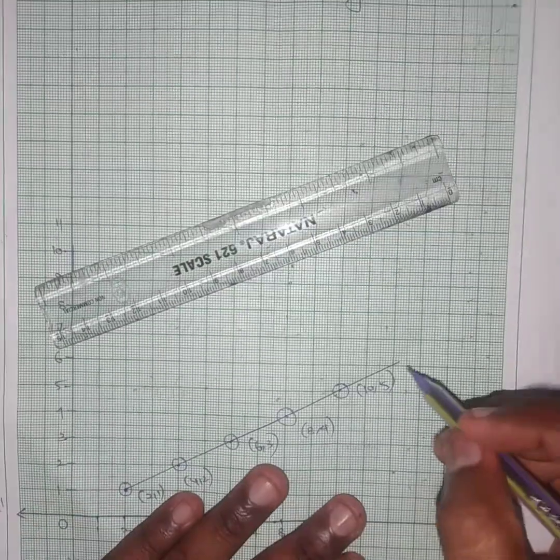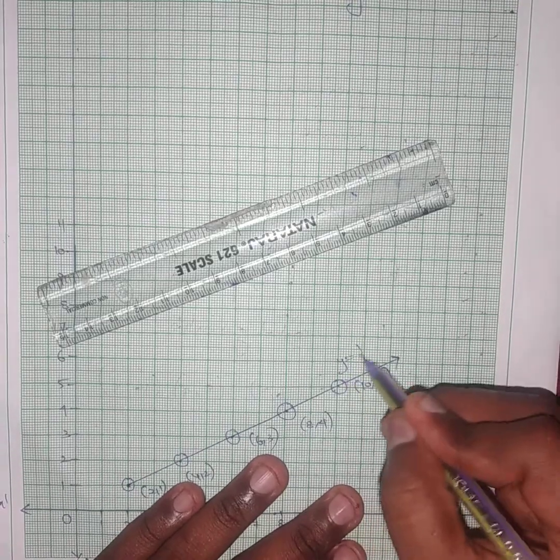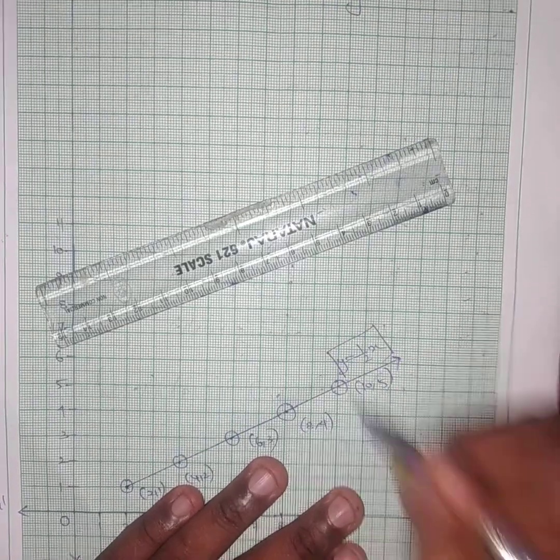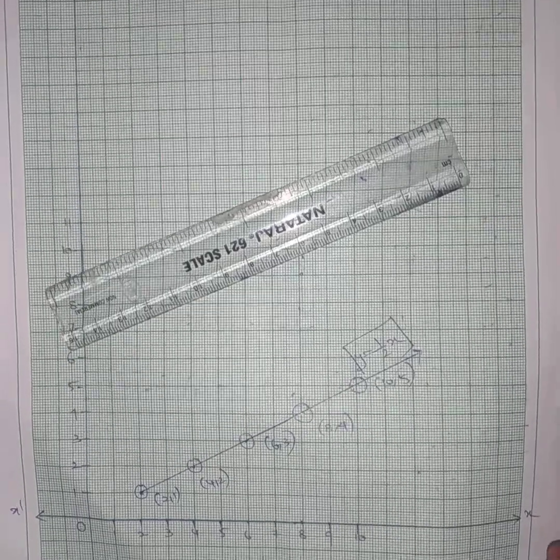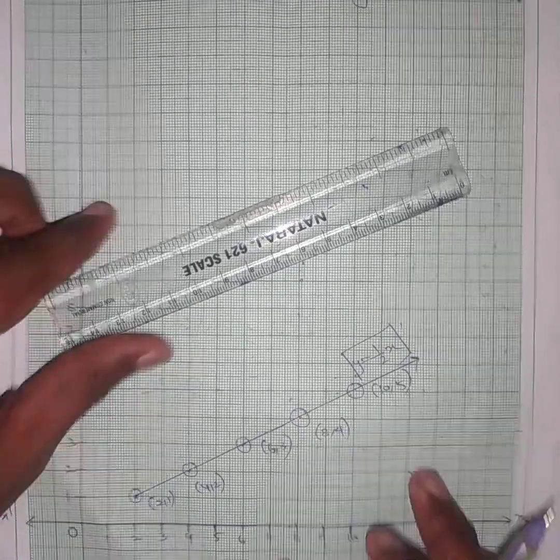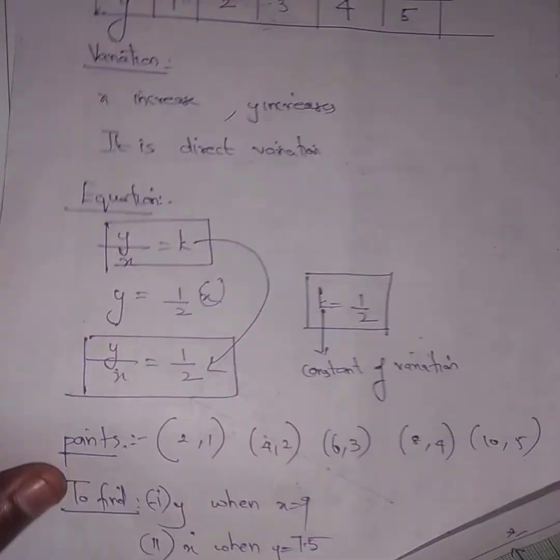That's all. What is the equation? Y is equal to 1 by 2 into x. This you must put. Y is equal to 1 by 2 into x. So after drawing, see, we need to mark the points.